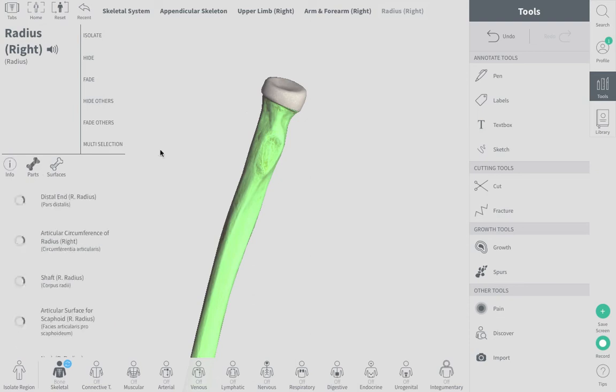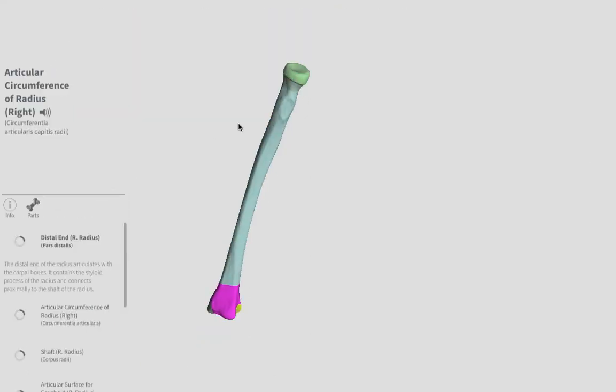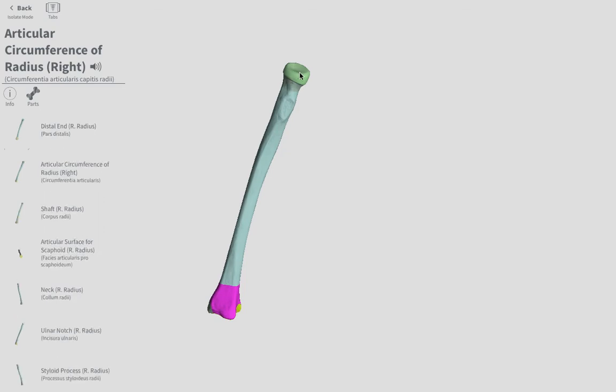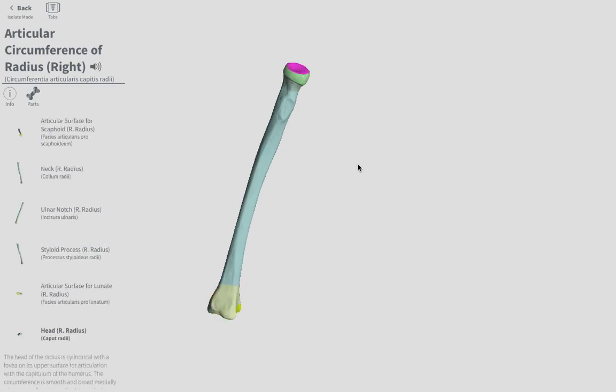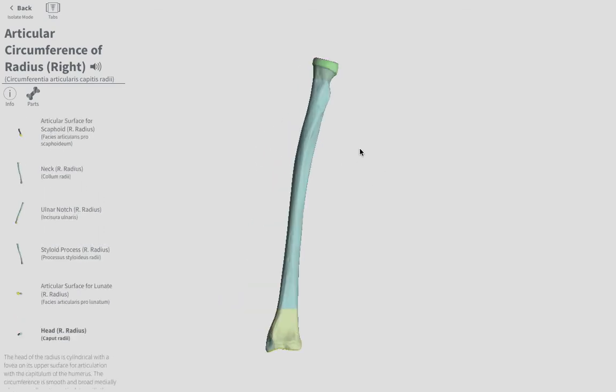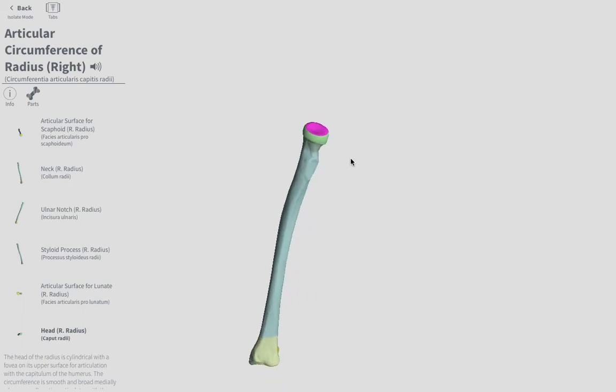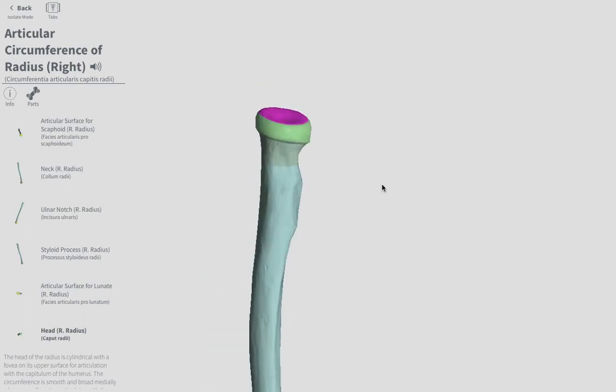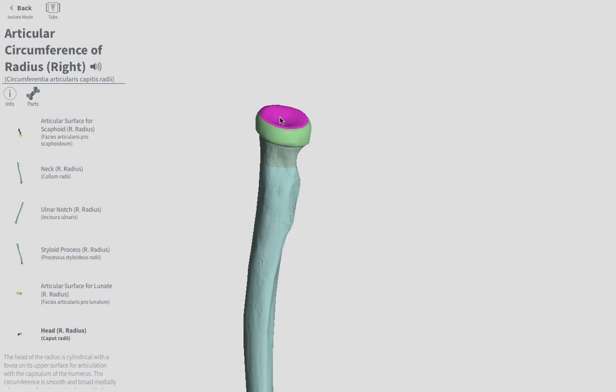There we go. Parts. Okay, so that is the head of the radius right up there. You can tell it's nice and rounded, and how the capitulum would fit perfectly in there and articulate with the radius. Remember, the capitulum is that rounded part of the condyle of the humerus, and that'll articulate very nicely in there.